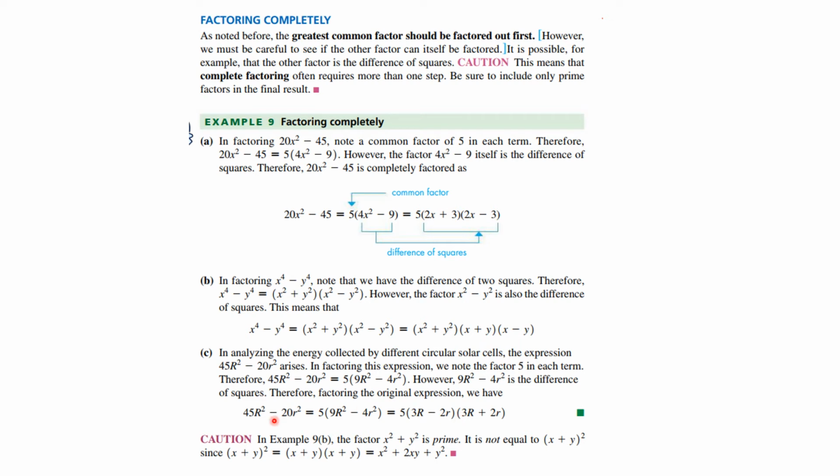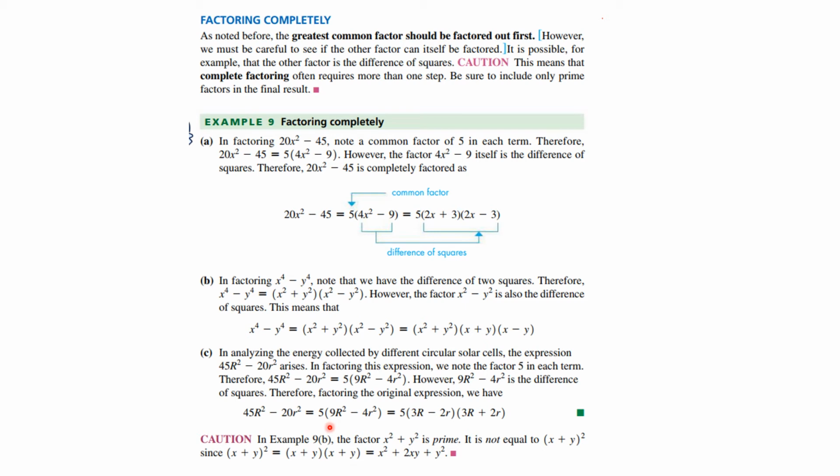This is something that has to do with circular solar cells, but we're looking at 45 big R squared minus 20 little r squared. Now it's important to realize that big R and little r are different objects. So what I can do is factor a 5 out of each of those, and when I do that, I will have 5 times 9 big R squared minus 4 r squared.